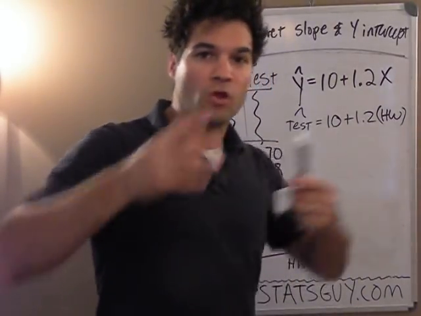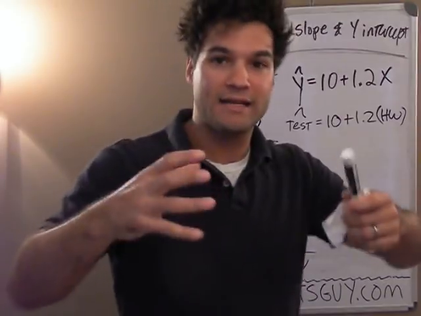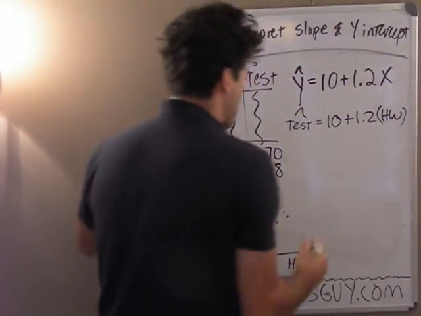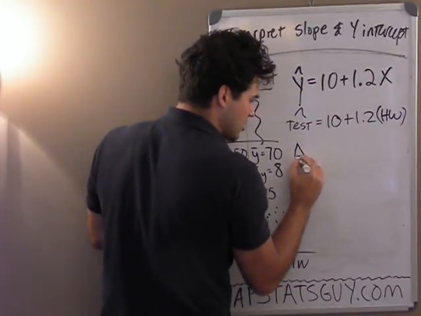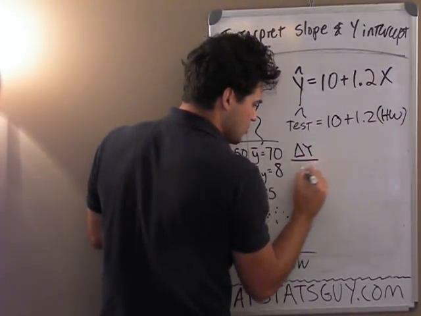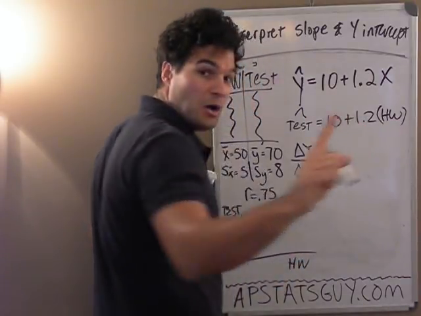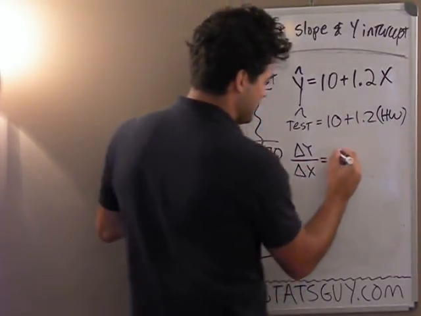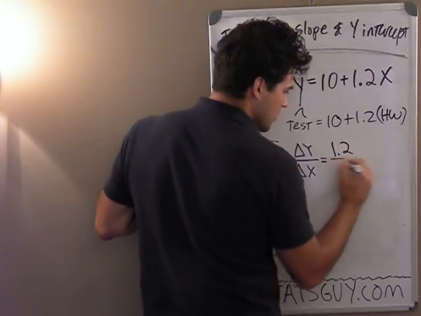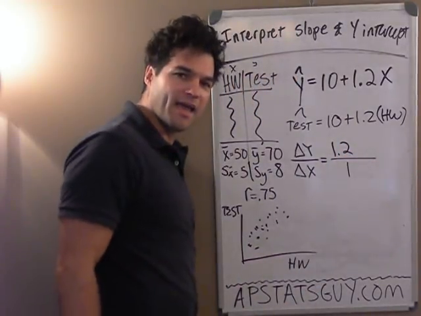So what I like to do is pull that slope out and write it as change in y over change in x, and think about it like this. Ready? I remember the slope was from algebra, change in y over change in x. And this is not a fraction, but I can write it as a fraction like this: 1.2 over 1. Like that trick.